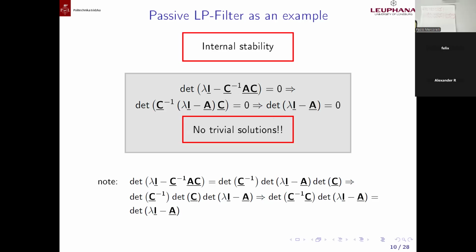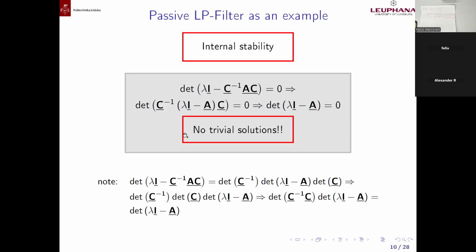not trivial solution from C. Trivial solution means everything 0. This means also that C is invertible if this solution is satisfied. Now, in order to clarify from here to here, I put this note. It is a property of the determinant.